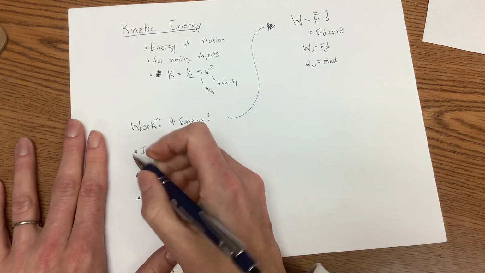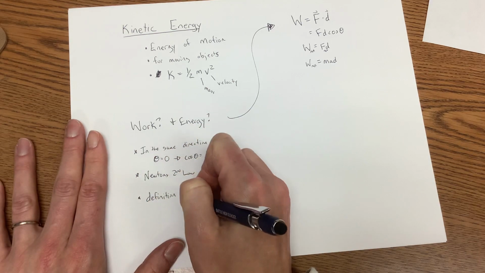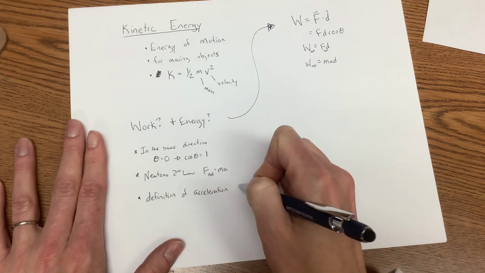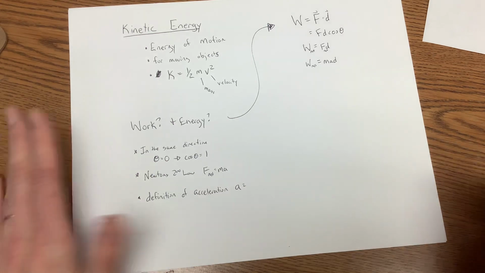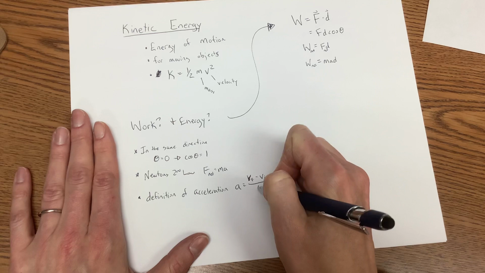The way I'm going to go is we're going to look at the definition of acceleration, which is the change in velocity over time. So v final minus v initial over t.